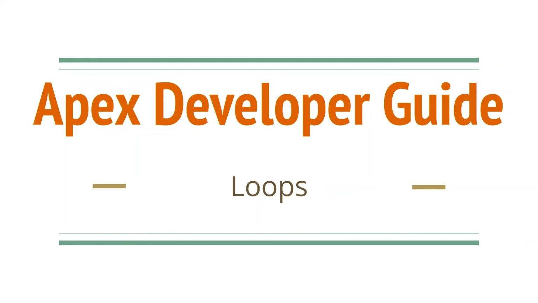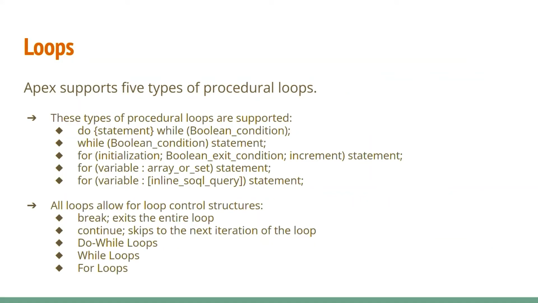So now we will talk about loops. Apex supports five types of procedural loops: do while, while, and for. There are multiple flavors of the for loop, like the for each loop. Then we have the basic for loop, where we initialize the value, check the exit condition, and then increment. The for loop can also be used with an inline SOQL query, which means we query the data in that particular for loop, so we can work on each and every record.